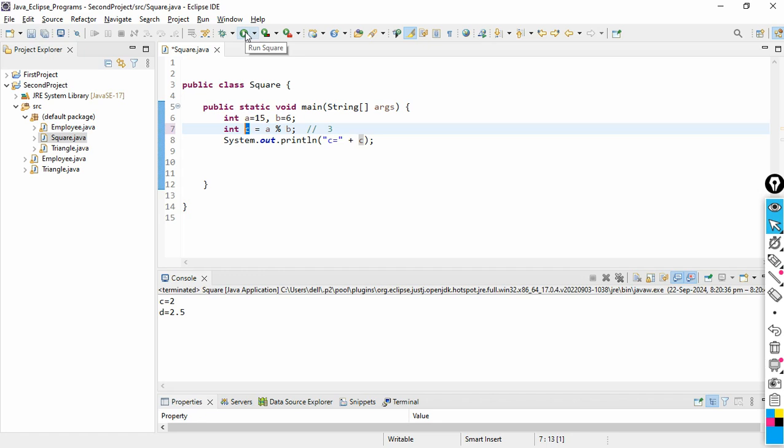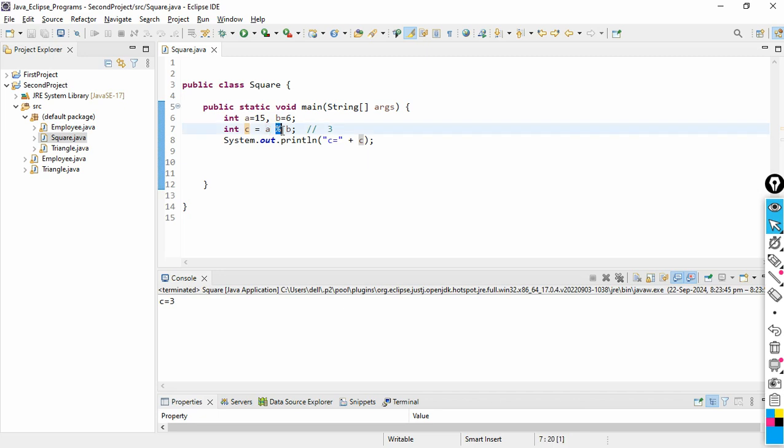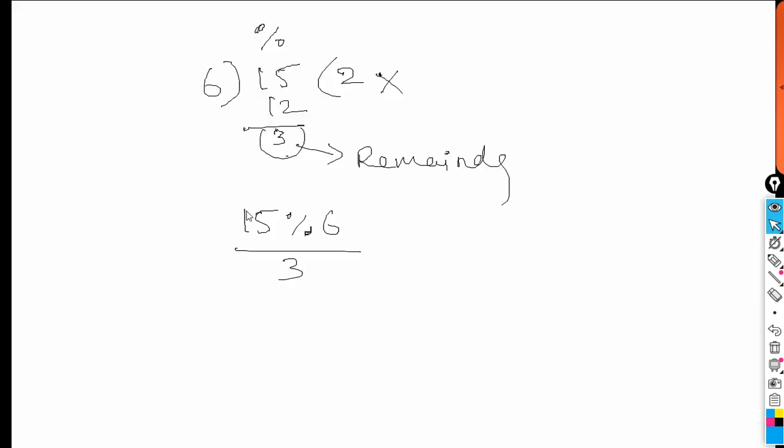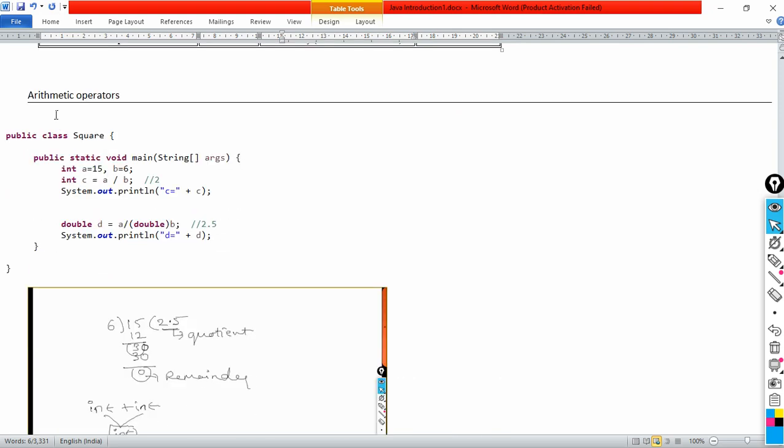So let me run the program and see what output you will be getting. Okay, you got the 3, right? So like this, the modulus operator gives the remainder of two numbers. Remember this particular thing. Let me copy paste this program over here. Yes, this completes the division operator explanation.